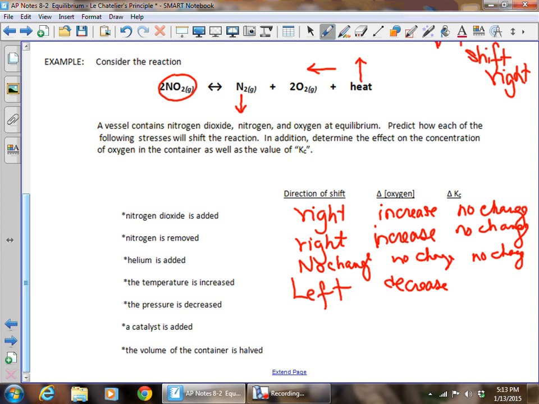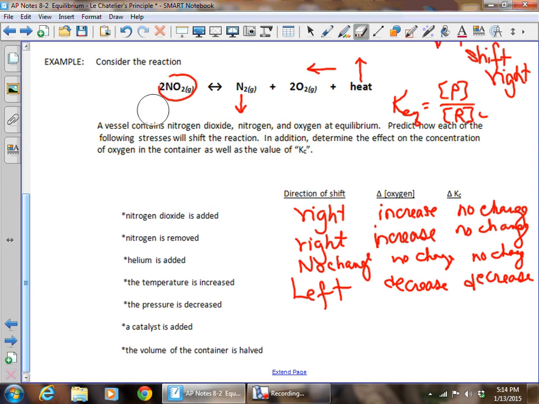Now also think about what happens to K. Remember, our equilibrium constant is the concentration of the products over the reactants. If we shift left, we're getting more reactants. What's that going to do to K? It's going to decrease our K value. If we get more reactants and fewer products, then that number goes down. So we're going to decrease our K value, our equilibrium constant.